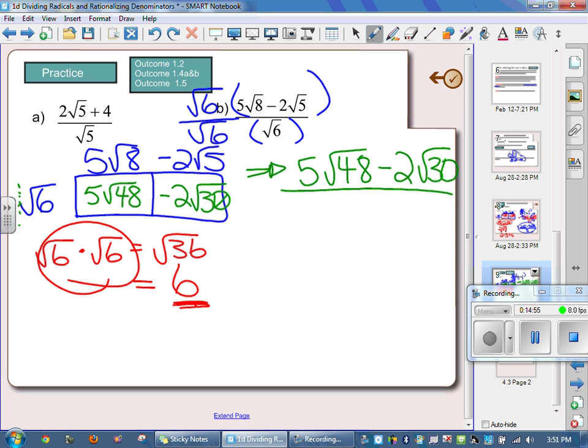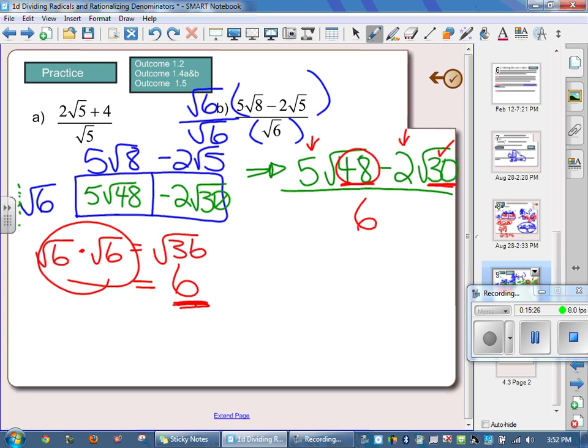Now, first of all, I need to see if my radicands are in simplest form. Well, 30 is in simplest form, but 48 is not. So I need to make sure that 48 gets broken down into its simplest form before I can check and see if the 5 and the 2 divide by factors of 6. Currently, 5 will not divide by a factor of 6. The 2 will. They'll both divide by 2, but the 5 won't. But that could change when I break down root 48. So let's break down root 48.